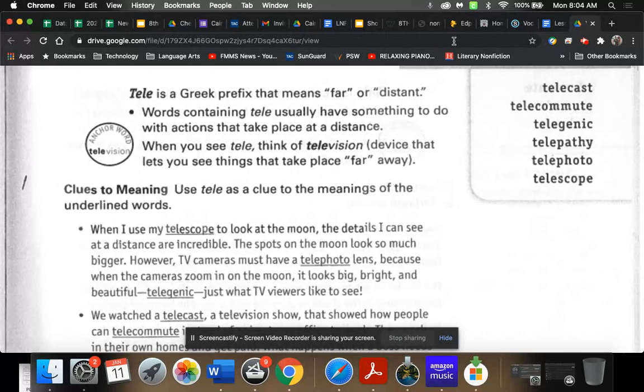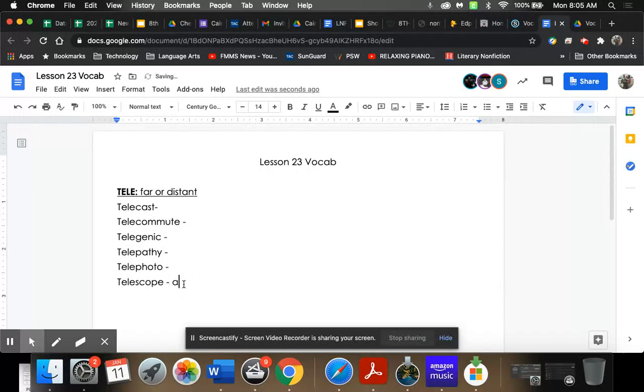Telescope, something that we all know. We almost bought one for my son for Christmas, and then we realized that it was going to be a really expensive investment, so we decided against that. A telescope is a tool that you use to see something far away. Okay, so a telescope is a device that people use to see far away. Makes objects in the distance seem closer.